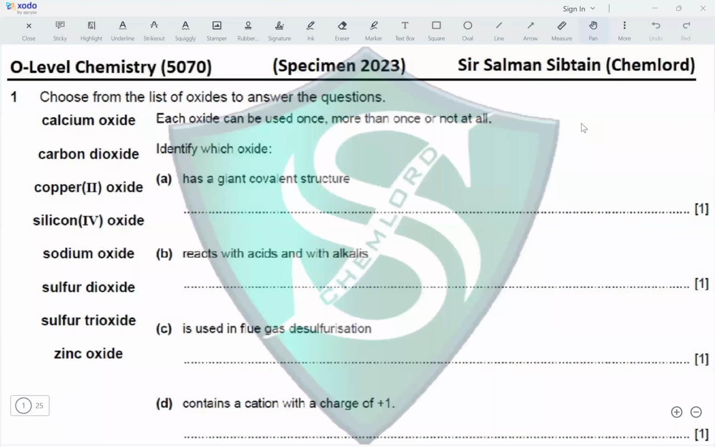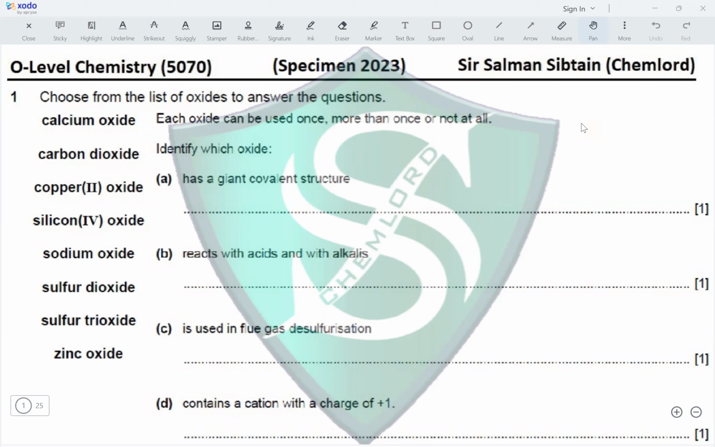Hi guys, this is O-level chemistry paper 2 specimen 2023 question 1. Choose from the list of oxides to answer the questions. Each oxide can be used once, more than once or not at all. So the list is given on our left.